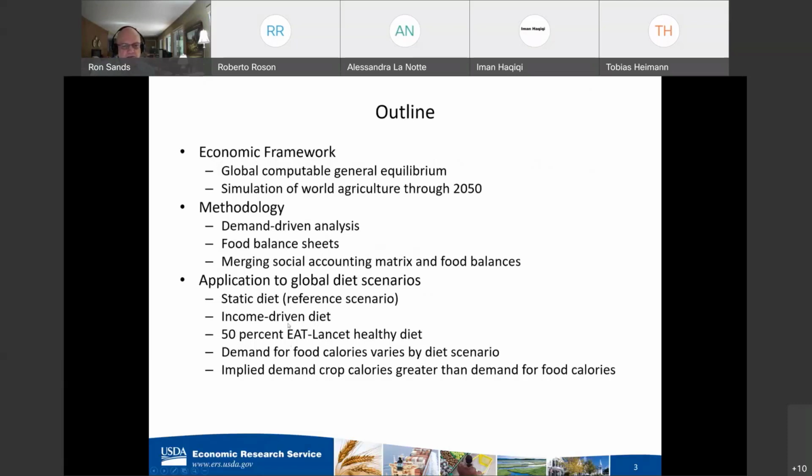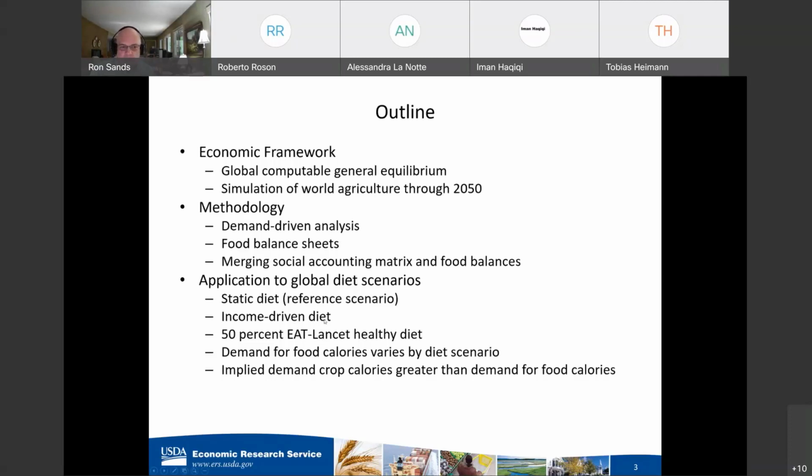The 3 scenarios for diets that I'll present here are: first, a static diet, which means that consumers in each of the world regions have the same mix of food calories and the same quantity of food calories that they do in the reference year of the model. That's based on FAO food balance tables.